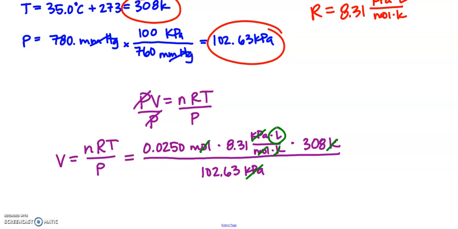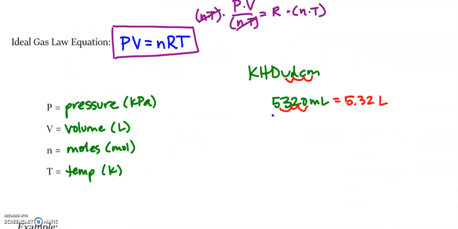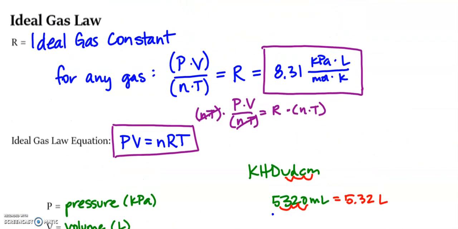So on the calculator, I'm going to type in 0.025 times 8.31 times 308 divided by 102.63. And my calculator tells me this is 0.62 liters. And that is the ideal gas law, where you can use this one equation. If you know three of the variables, you can calculate the other missing variable, because they always work out to equal, we go back to here, this R value.